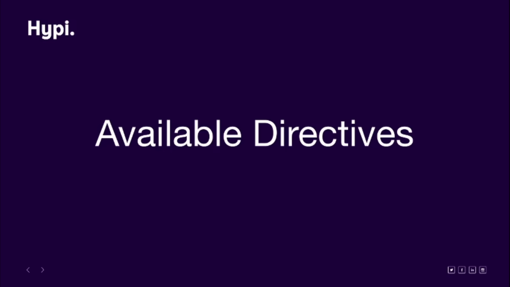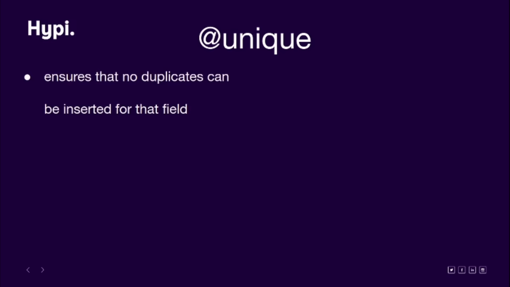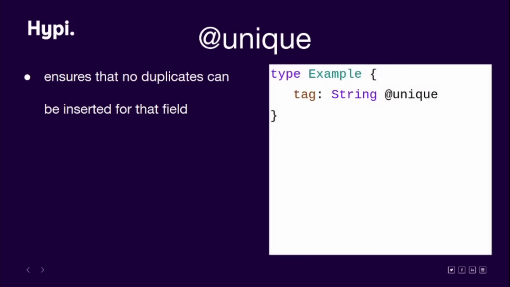Let's dive deeper into the directives supported on the Hypi platform. Let's begin with the unique directive. The unique directive restricts the value of a column field to be unique. That is, if the client attempts to insert a value that already exists, then an error will be returned from the server. You can add the directive using the @ sign after the field data type.